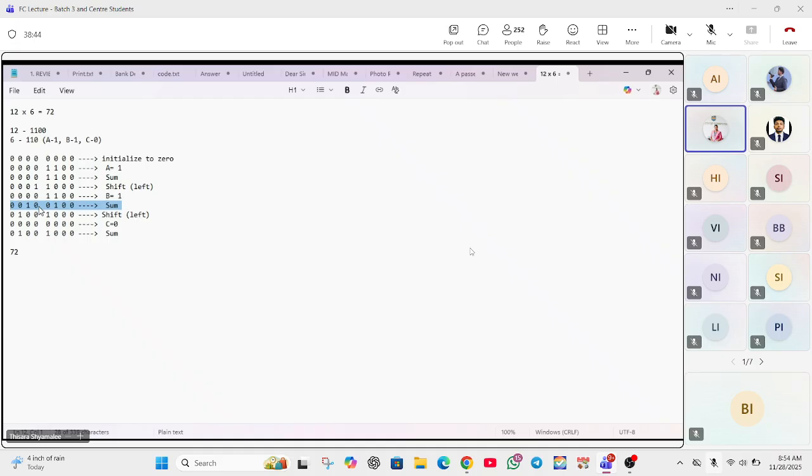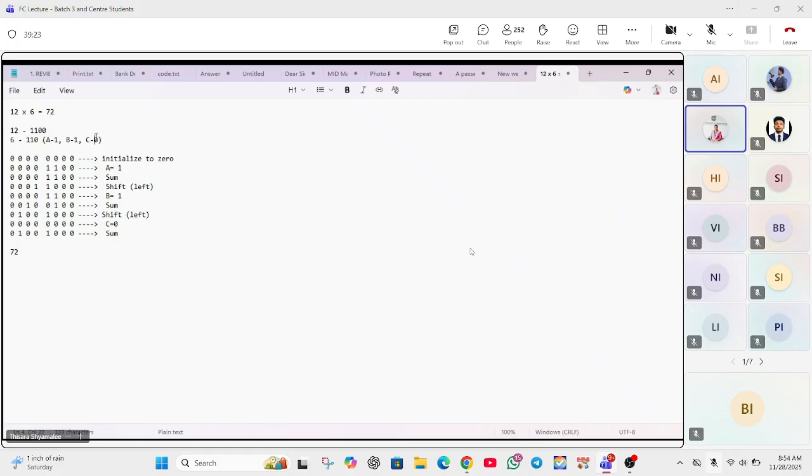This is not the final answer, okay? This is the sum. Then again you do the left shifting, same as previously. So this 0 comes to this place, this 1 comes to this place, then 1 comes here, then 0 comes here, then this 0 comes here, then this 1 comes here, and the rest stay the same. Since this is a blank space, you can put a 0 here.